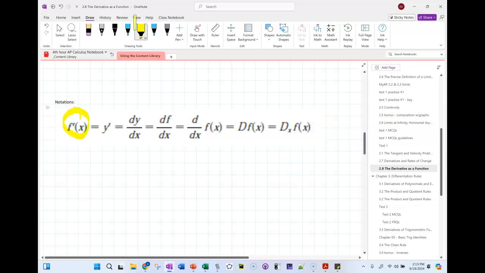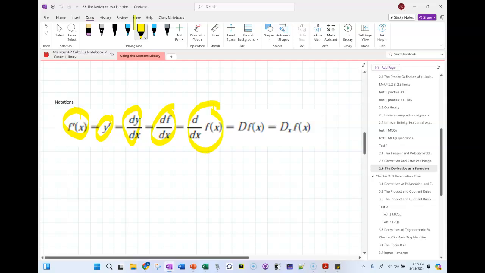So f prime is the derivative of f. y prime, derivative of y. Does f of x equal y? Use those interchangeably. dy dx is the differential of y over the differential of x, like the instantaneous rate of change. It's basically just the derivative again, derivative of y with respect to x. Or what we use f of x sometimes, so maybe df dx, right? f and y get used interchangeably.